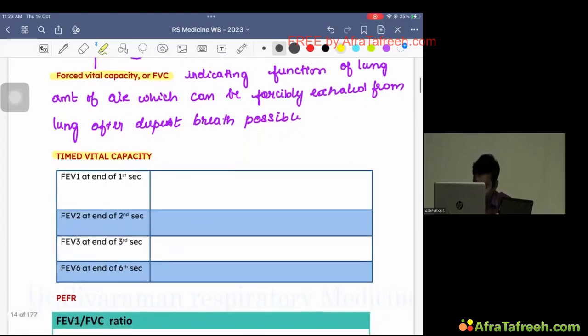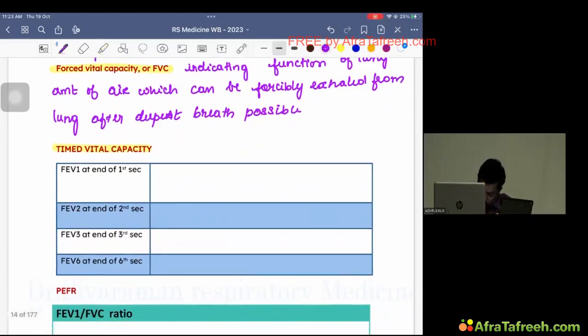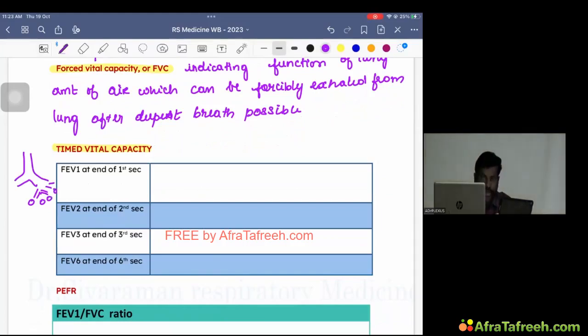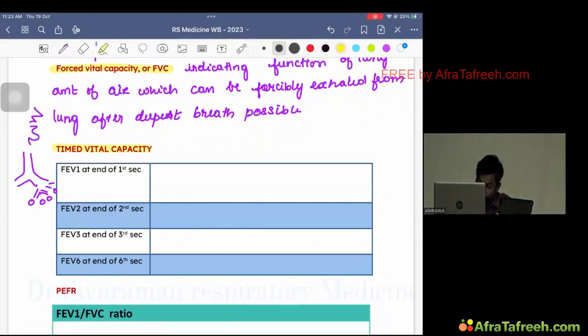Now if you take your airway, this is the airway. Small airways are there, and alveoli are there. This is the person. Now this person inhales, and air comes inside the bronchi, bronchioles and alveoli. Now what happens while exhaling the air? Which air is going to come out first?